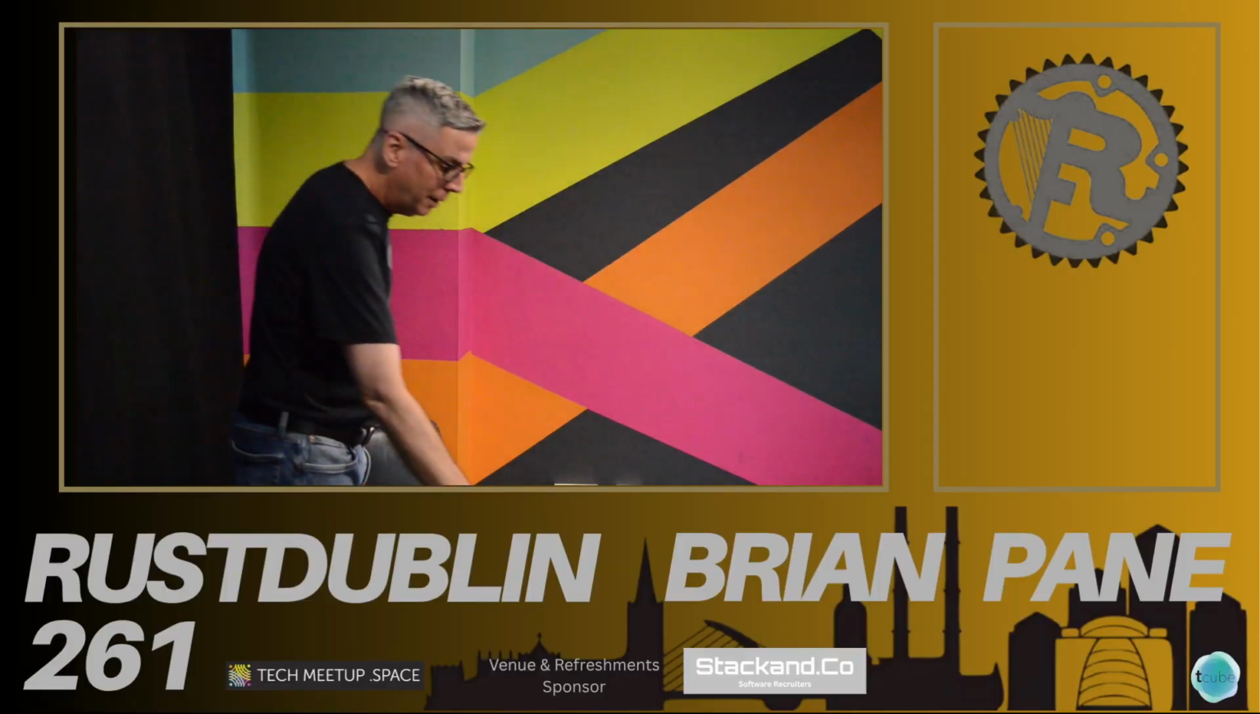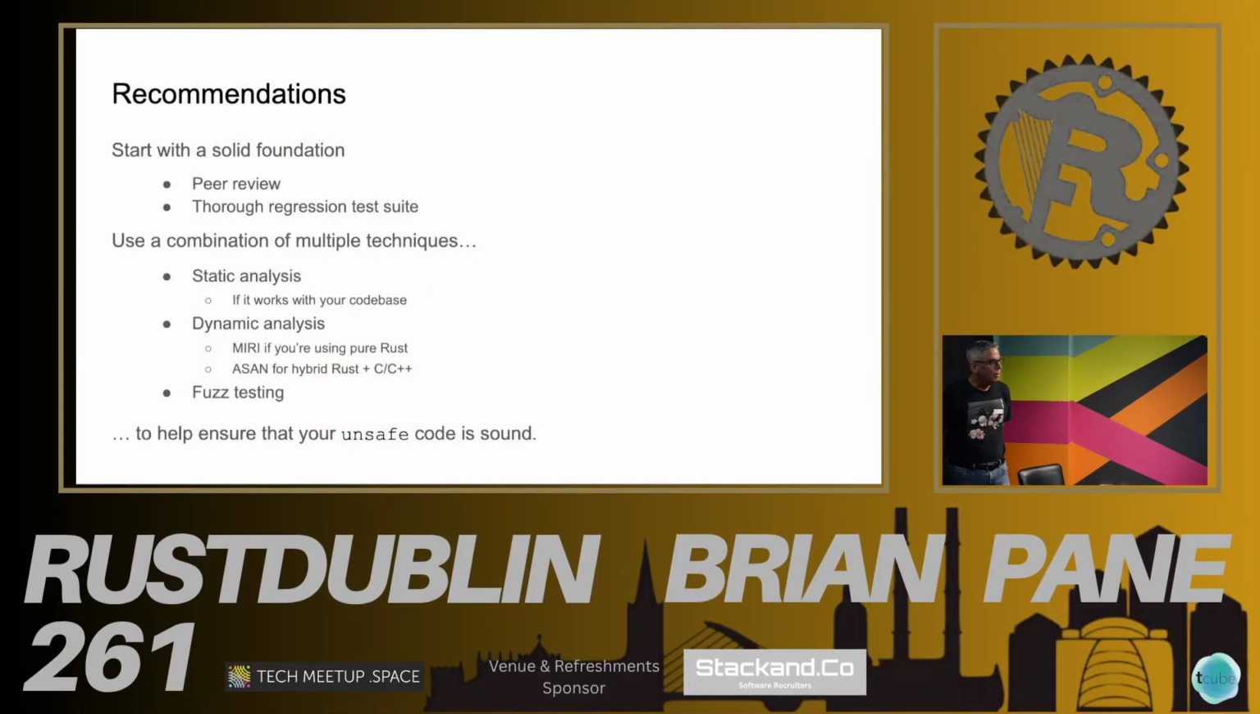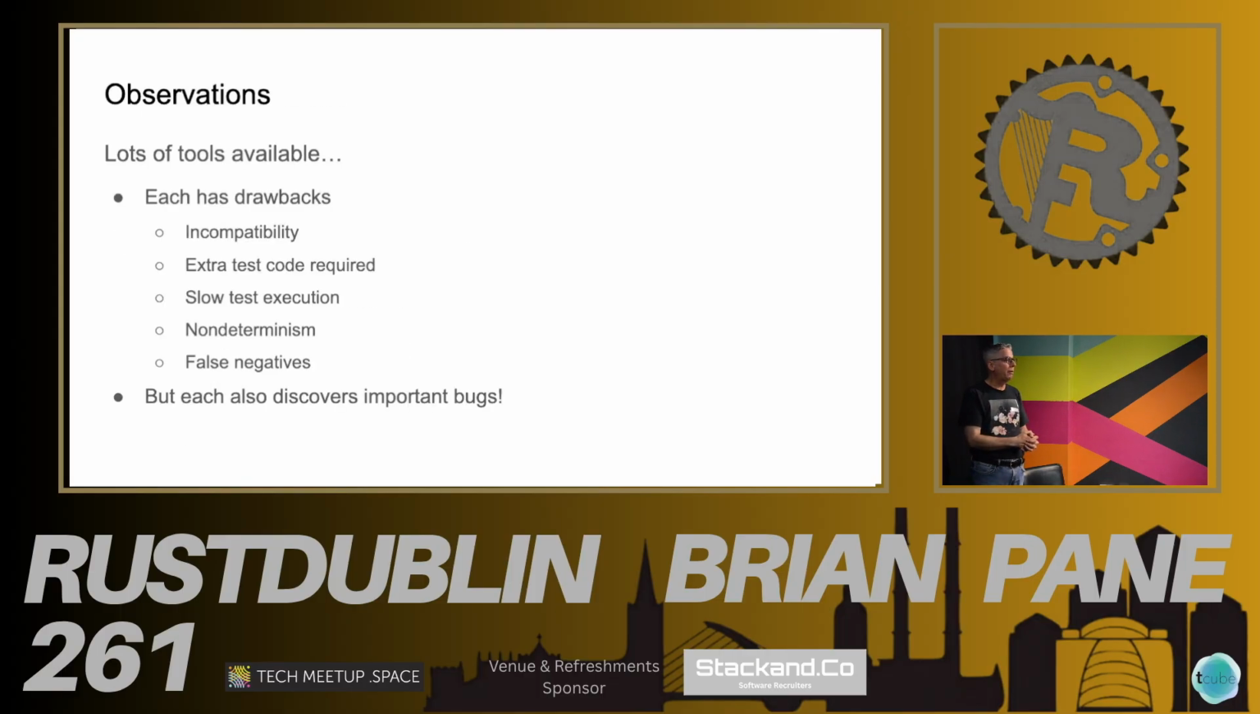And so what would I recommend, given an ecosystem of different tools that have different overlapping strengths and weaknesses? I like a defense in depth approach of combining multiple layers of security, multiple layers of defense. First thing is start with a solid foundation. Having a good functional test suite with thorough coverage helps you get more power out of all of these soundness checking tools. Peer code review is also really powerful.